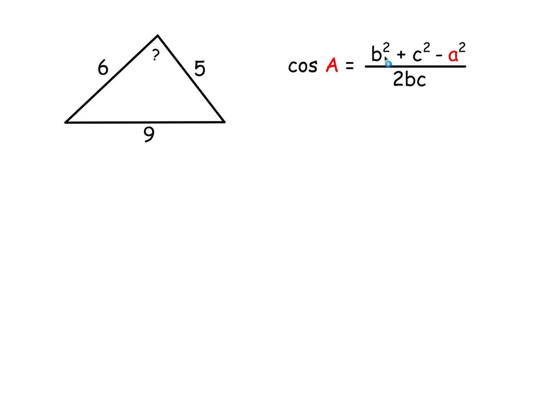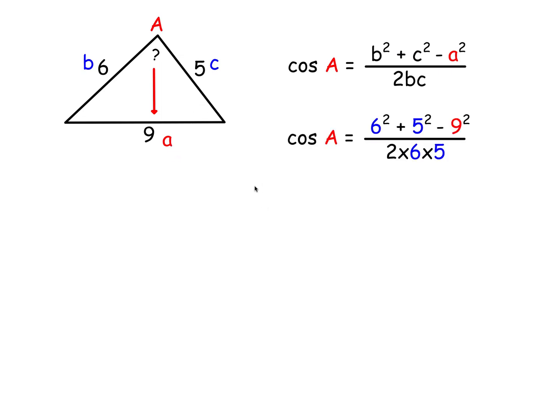So that's the triangle labelled. We want to find angle A. The 9 is here, and the red A is minus 9 squared. There it is. Numbers put in. You press the fraction button in the calculator, put in the top line, put in the bottom line, press equals. Answer's negative, it's not a problem.